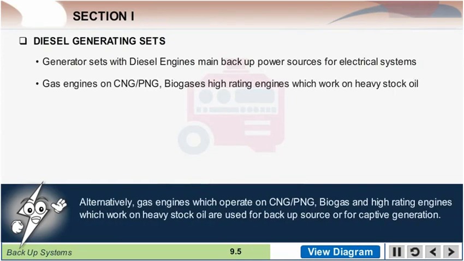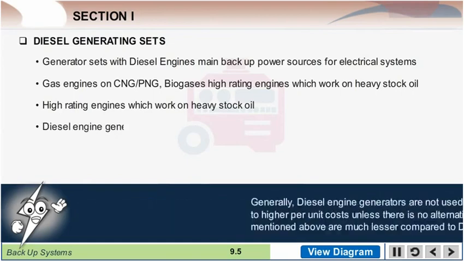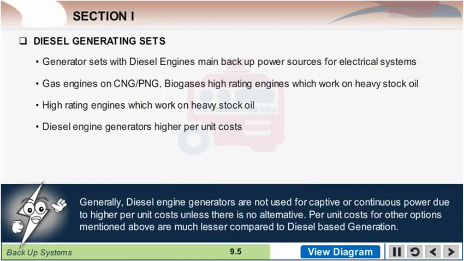Alternatively, gas engines which operate on CNG or PNG, biogas, and high-rating engines which work on heavy stock oil are used for backup source or for captive generation. Generally, diesel engine generators are not used for captive or continuous power due to high per-unit costs unless there is no alternative. Per-unit costs for other options mentioned above are much lesser compared to diesel-based generation.